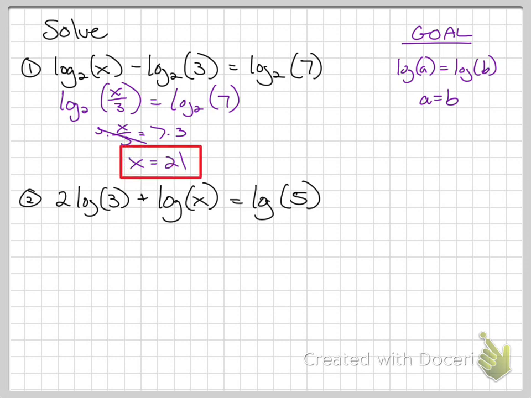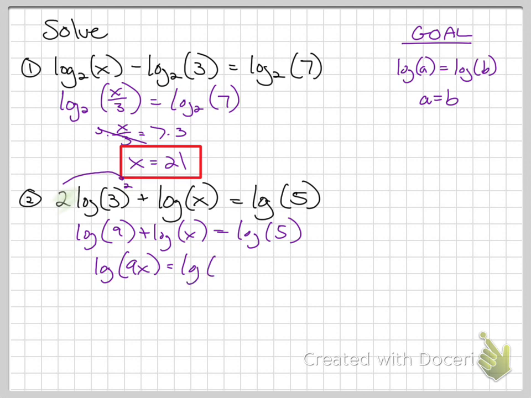Condense first, and this one has a coefficient, so that's the first step. Make it squared. So this is log of 3 squared, which is 9, plus log of x equals log of 5. That's one step. Notice how the logs are all still there. Then addition means multiply for logs: log of 9x equals log of 5. Now I have a log equals a log. 9x equals 5. Divide by 9. X equals 5 over 9. Logs on both sides: condense them, get it to be log A equals log B, and then you can solve.